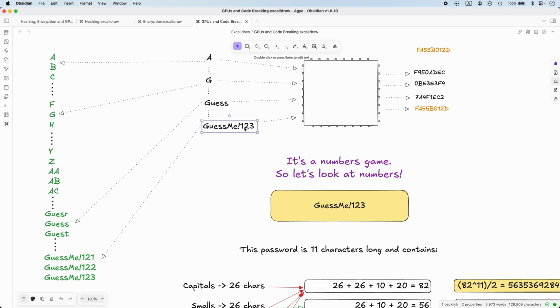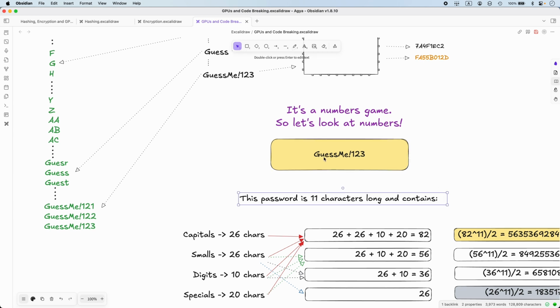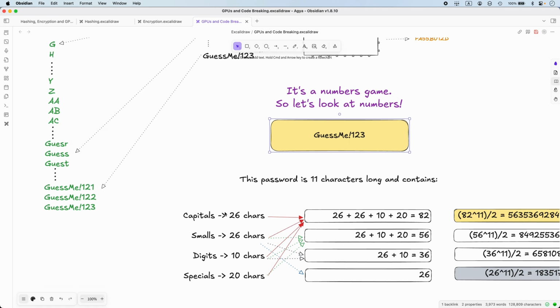So let's say you had this password. Let's guess this is the password. This password is 1 2 3 4 5 6 7 8 9 10 11 characters long. It has got capitals, this G and M are capital. It has got small letters, U, E, S, S, and this E here, that is small. It has an exclamation mark, which is a special character, and has got 3 digits. So it has capitals, smalls, digits, and special.